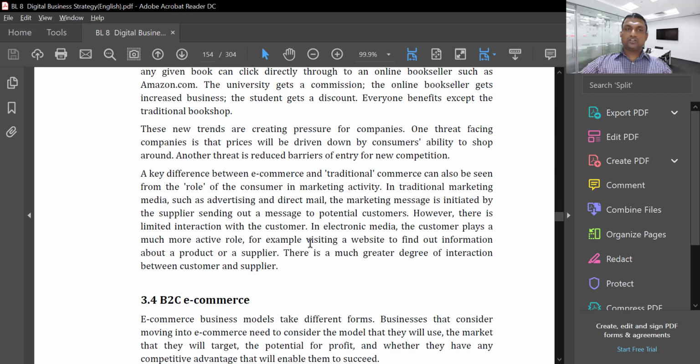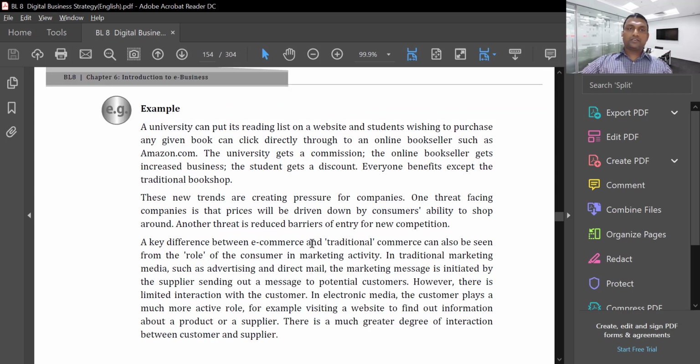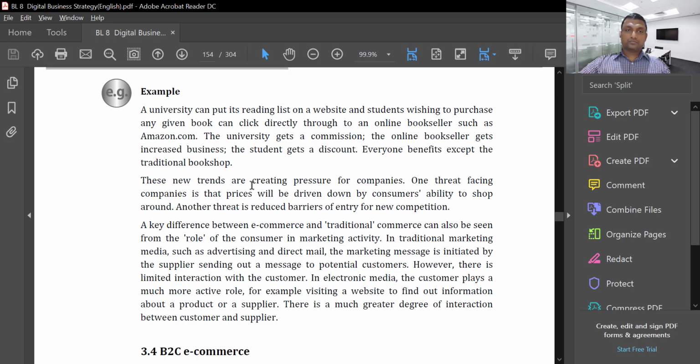E-commerce and traditional commerce. So let's look at the example given here in this chapter 6, introduction to e-business chapter. Let's see what this example is telling us. A university can put its reading list on a website, and students wishing to purchase any given book can click directly through to an online bookseller such as Amazon.com. The university gets a commission. The online bookseller gets increased business. The students get a discount. Everyone benefits except the traditional bookshop.